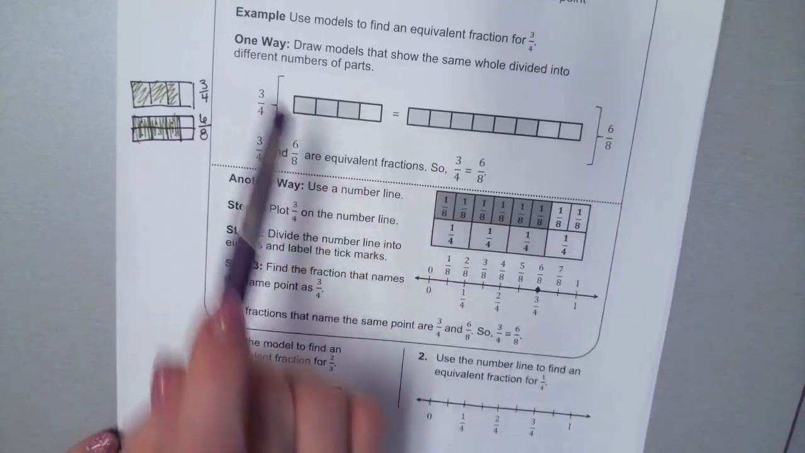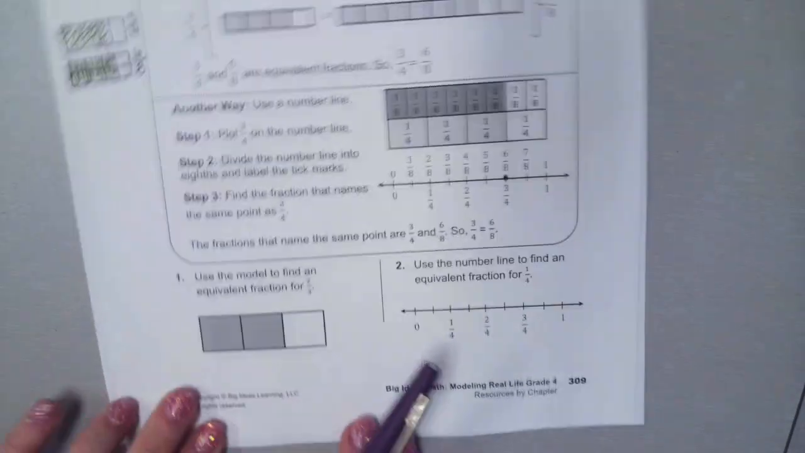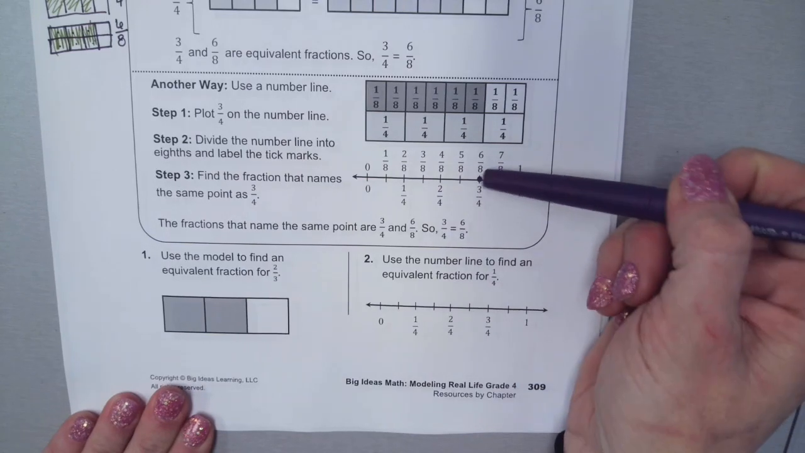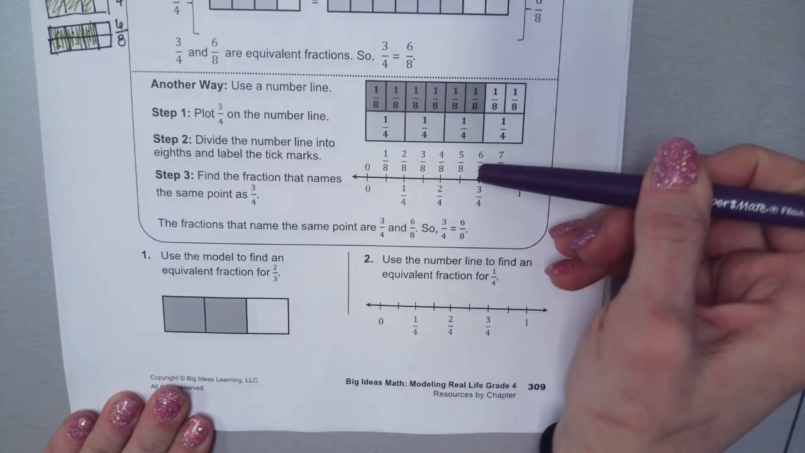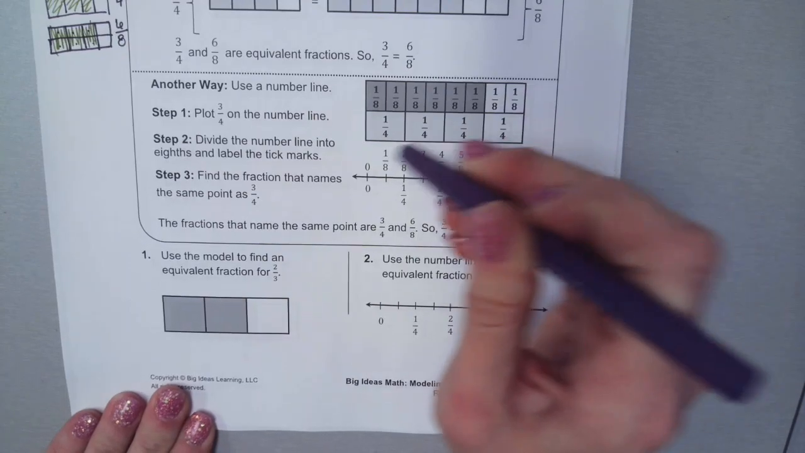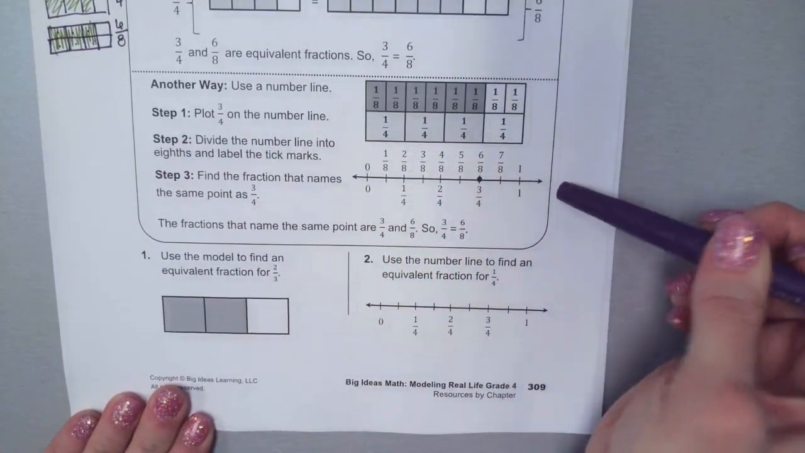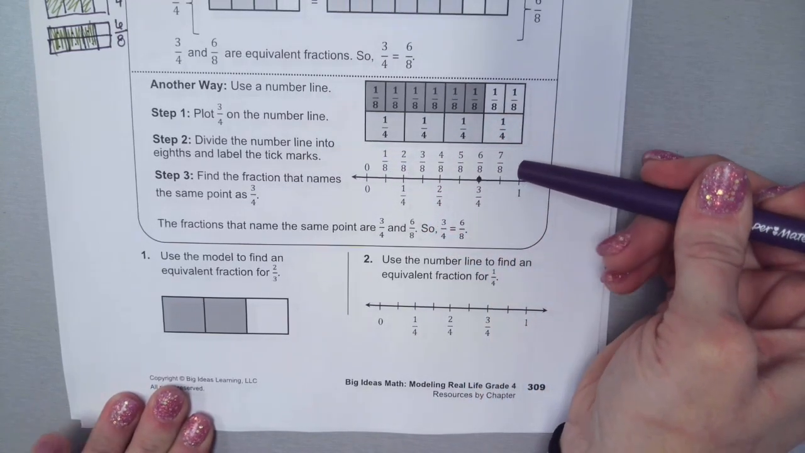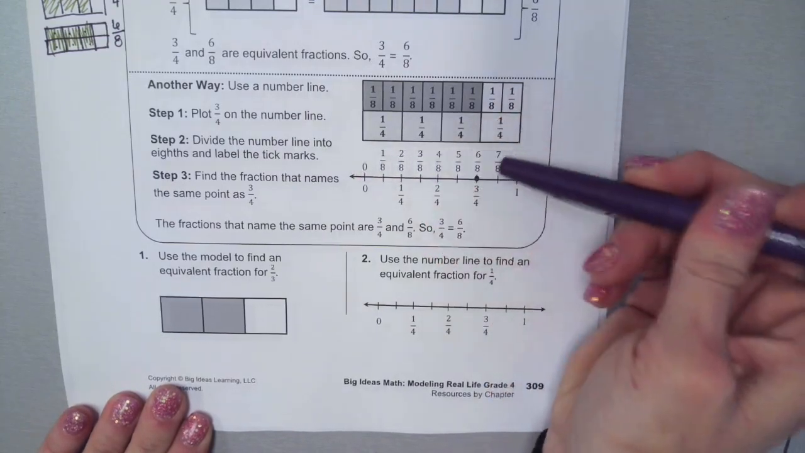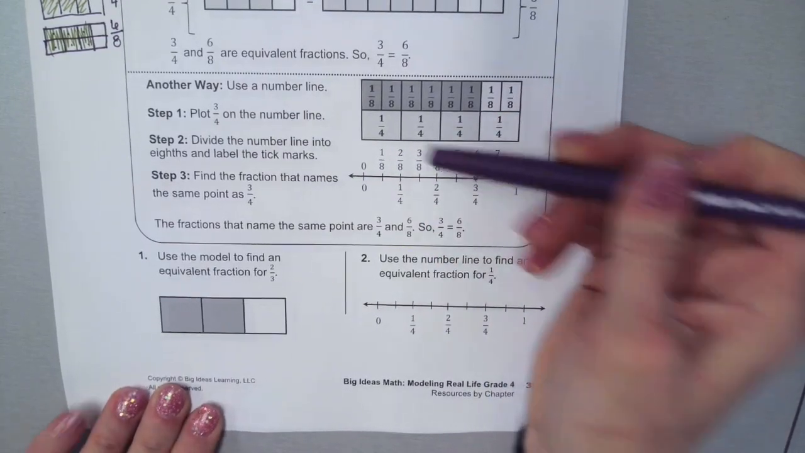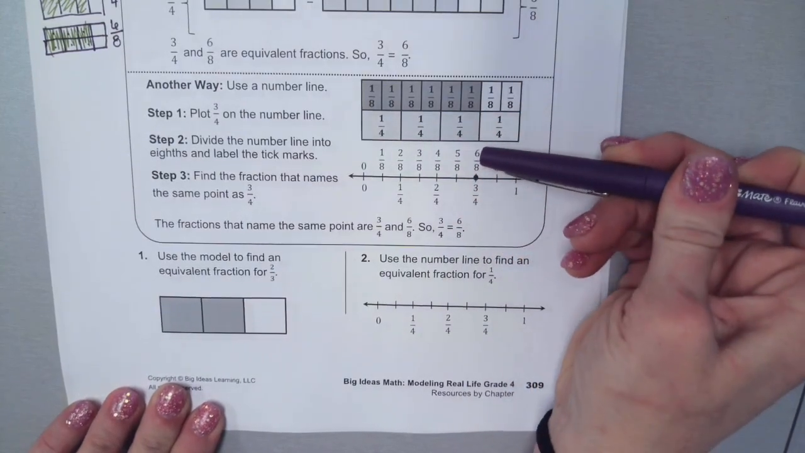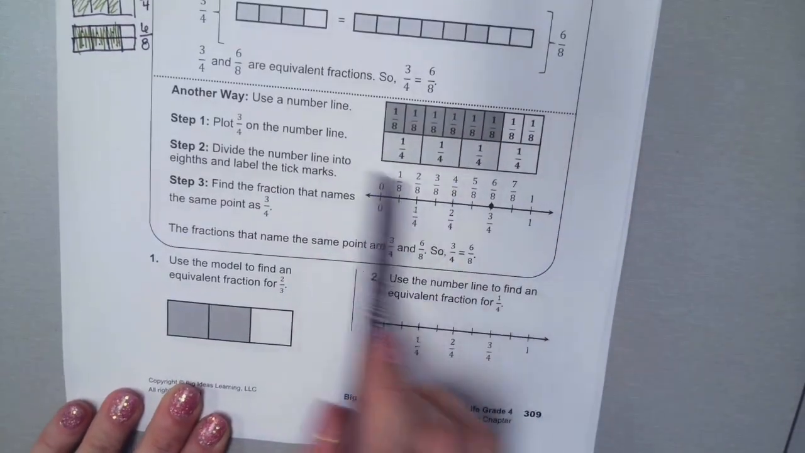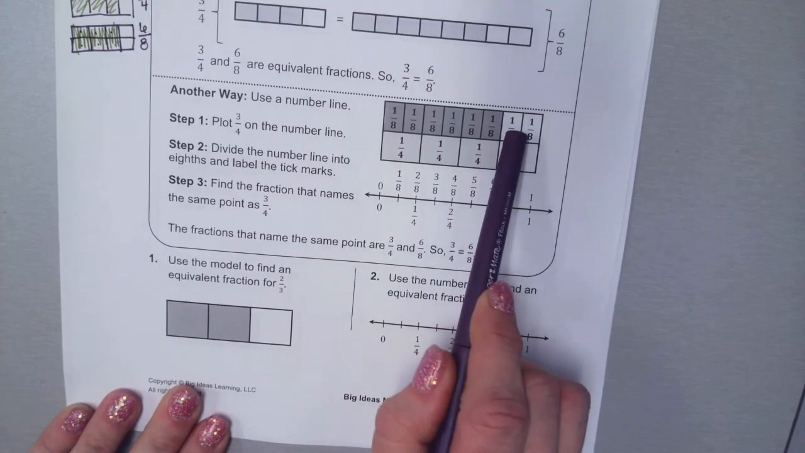So that was using models to show how they were equivalent. We could also use a number line to help us. So we would find 3/4 on the number line. Then we divide the number line into eighths. We started off dividing it into fourths and we found 3/4. Then we go back and divide it into eighths, and we count over until we get to where that mark is. So we would count over 1, 2, 3, 4, 5, 6. So 6/8 is equivalent. Again, you can see here how 3/4 and 6/8 are equivalent.